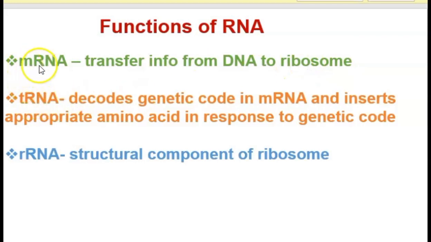M means messenger RNA. T means transfer RNA. That's what we call it, tRNA. Transfer RNA. The transfer RNA decodes the genetic code in messenger RNA. So at this point of messenger RNA, the transfer RNA will bring the correct amino acid and insert the appropriate amino acid to be formed and be released out of the cell, which all this happens in the form of what? Genetic code. R means ribosome. So we call it what? Ribosomal RNA. So it's the structural component of the ribosome.